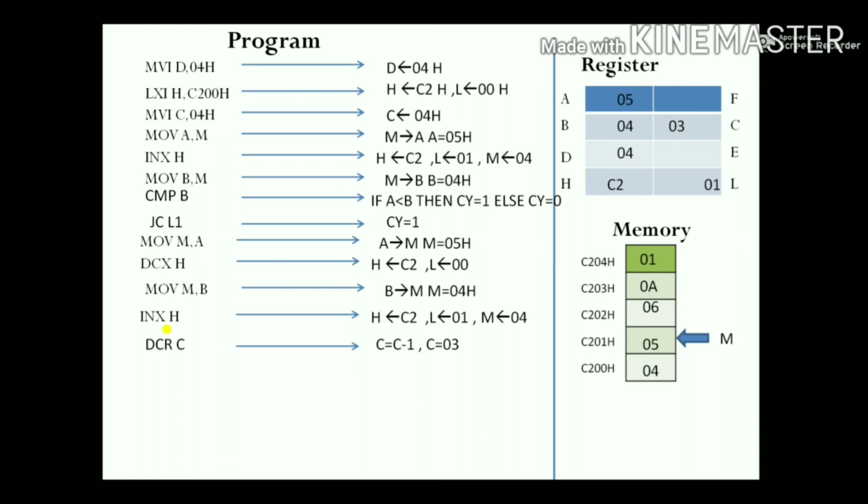And we have to repeat the same process until we get C as 0, or until the zero flag is set. So we have to jump to L2. Where will L2 go? L2 will go to this position. It means we have to repeat all the steps again. This is for each pass until we get C as 0.